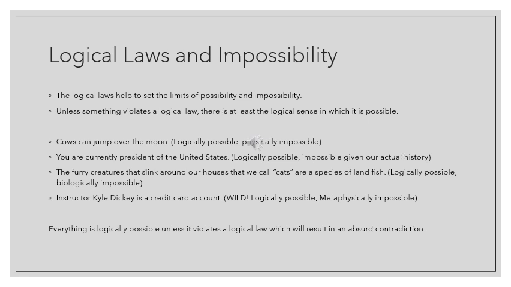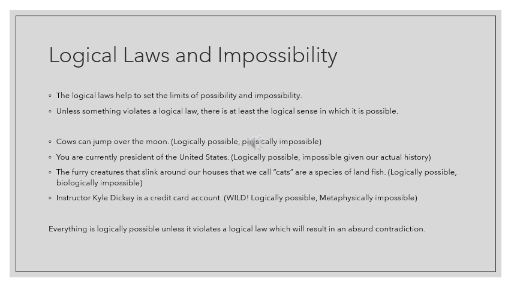The furry creatures that slink around our houses that we call cats are actually a species of landfish. While this is logically possible, there's no contradiction occurring in this strange scenario. This situation is biologically impossible, right? There is no way that anything like a cat could actually be a species of fish. But that's according to how biology actually went, how things turned out in the actual world, not just because of the way that logic works.